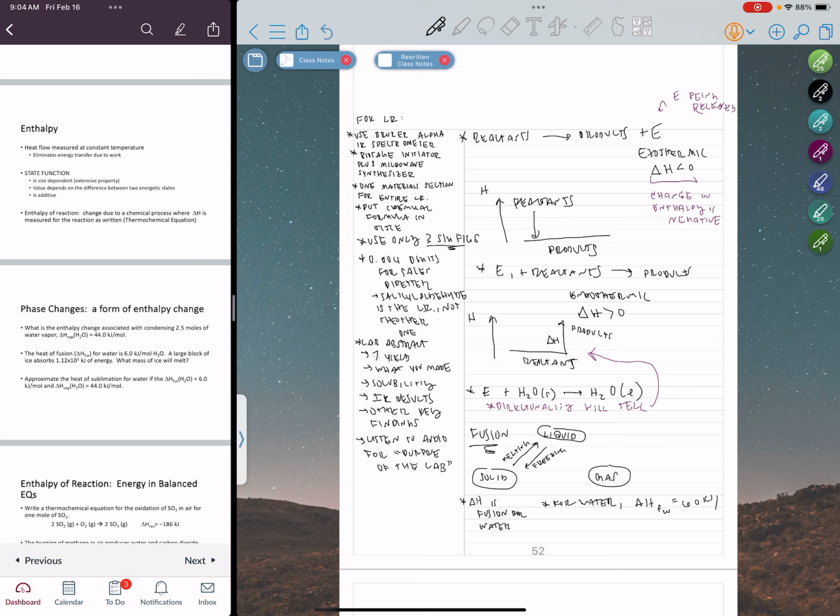If I take a liquid and turn it into a gas, what do we call that process? Evaporation. That's evaporation. Too big a word for me. A gas turning into a liquid is condensation.